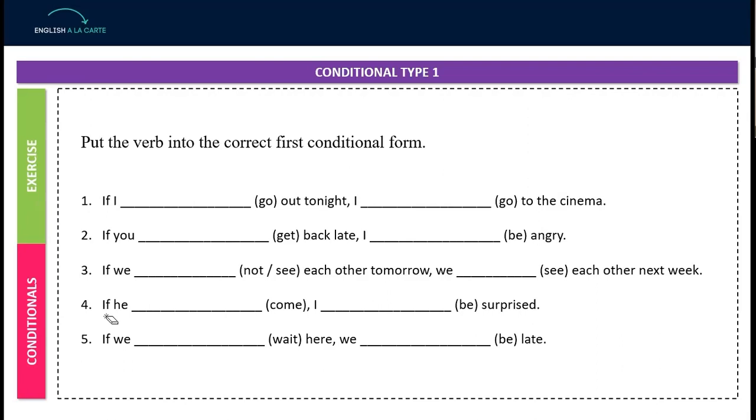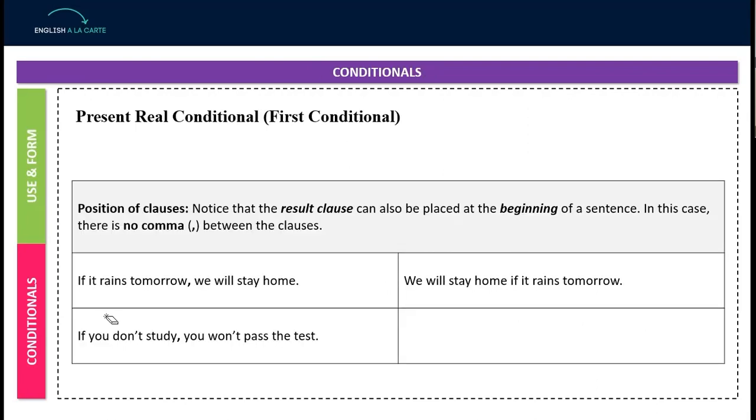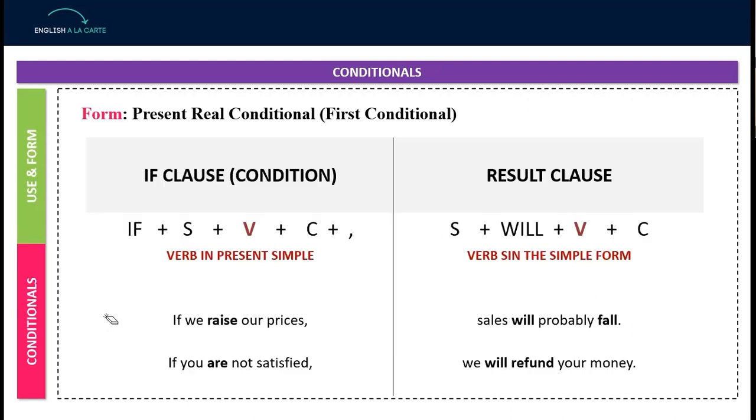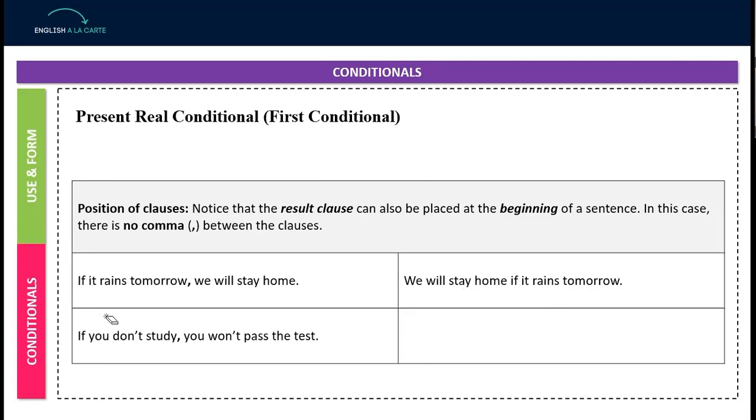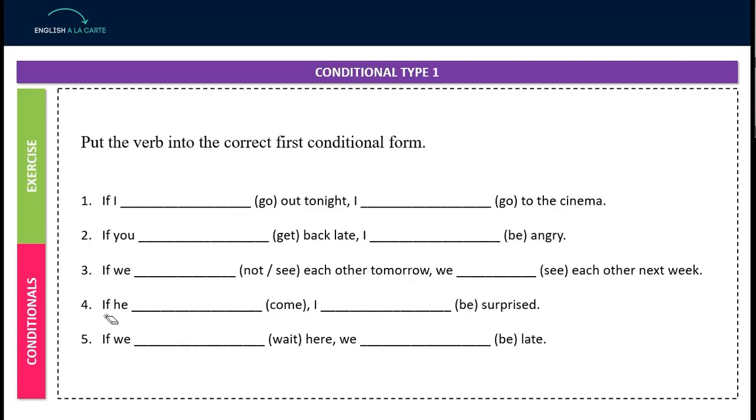I don't know if you want to take a picture of this or write very quickly the formula. So we're going to do some exercises, okay? Let me know when you're ready. Yes, I'm ready. Good. Okay, I'm going to give you some time to do this exercise, okay? Put the verb into the correct first conditional form. If you have any questions, let me know.